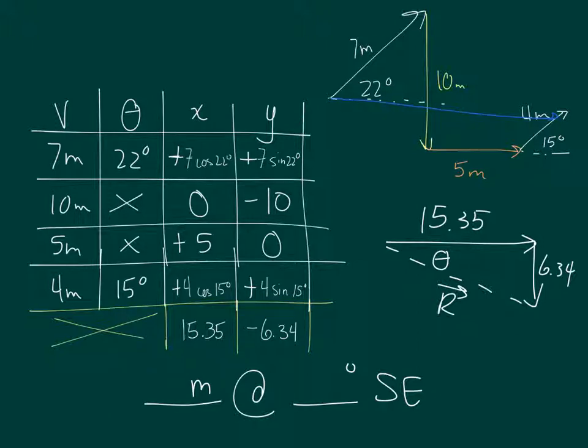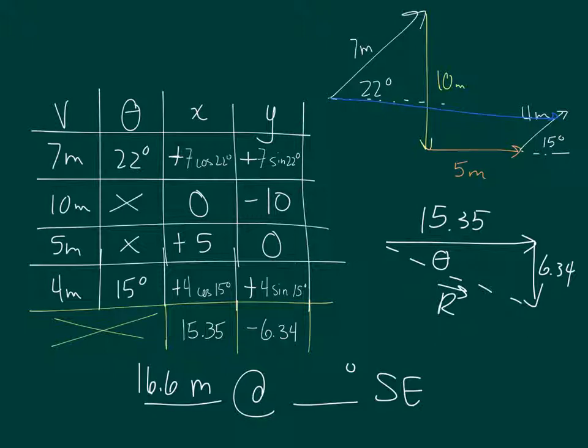So what do we get from the Pythagorean theorem for the resultant vector? 16.6. Others agree? Sounds about right. How do I know that's on the right track? Because it's got to be bigger than these numbers. The hypotenuse has to be the longest side. So if you got something less than 15.35, you clearly didn't do it right.